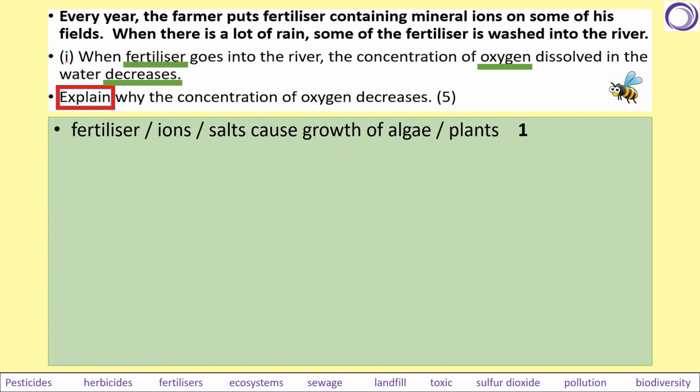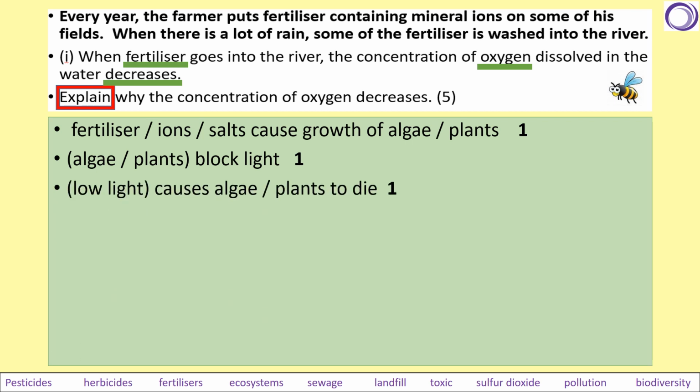So 5 marks available. One of those marks could be for mentioning any of these. Fertiliser, iron salts cause the growth of algae or plants. The second mark is for saying that the growth of plants or algae blocks light. The next mark is for saying that the low light causes the algae or plants to die.